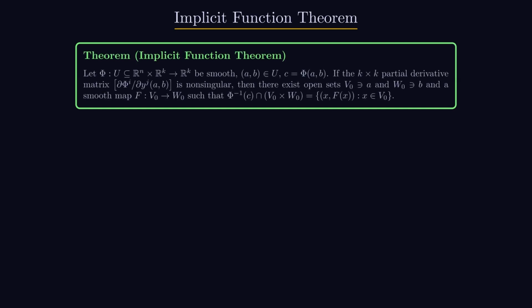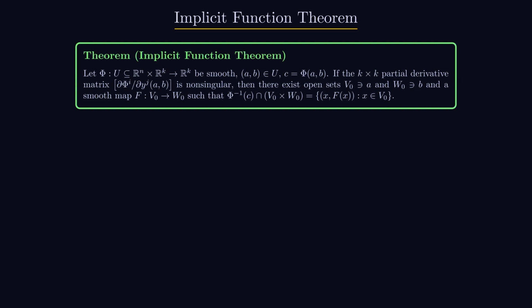The implicit function theorem solves the following problem. Given a smooth equation phi of x and y equals c, when can the solution set near a particular point be written as the graph of a smooth function y equals f of x? The setting is a smooth map phi from an open subset of Rn times Rk to Rk. The variables are split into x in Rn, the free parameters, and y in Rk, the variables being implicitly defined.